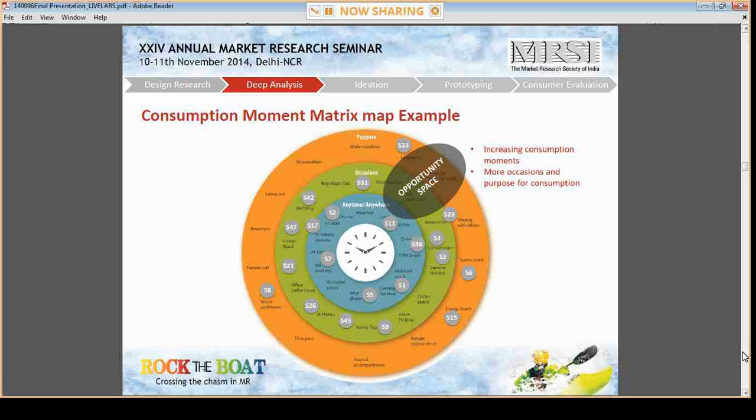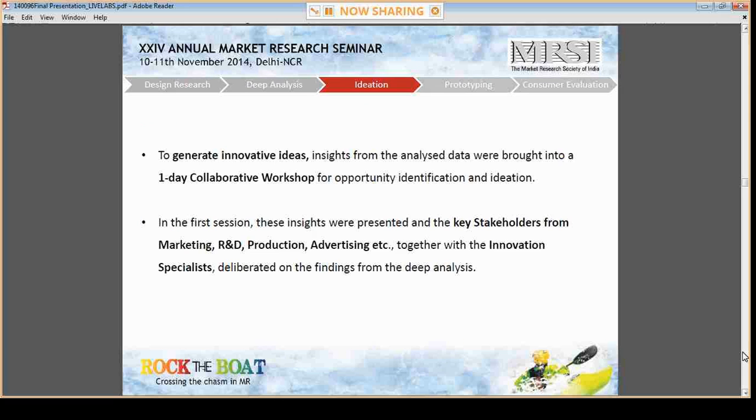This is another one wherein we looked at the different consumption moments that these products were consumed in, and this came in from when we observed the consumers interact with the product. And we could see that there is again density towards some areas and not so much in the other areas. So are there any consumption moments that we can target, again leading to an opportunity space? Next, please.